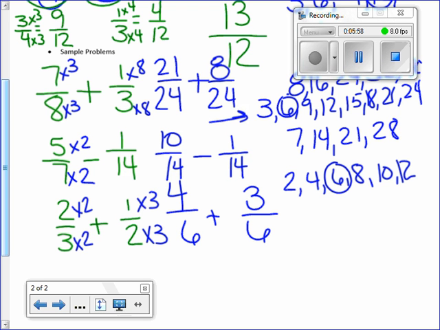Okay, so when we add and subtract fractions, first we need to have a common denominator. Second, we add or subtract just the numerators. Third, we keep the denominator the same. Hopefully you've got a little bit of background of fractions for Wednesday night.